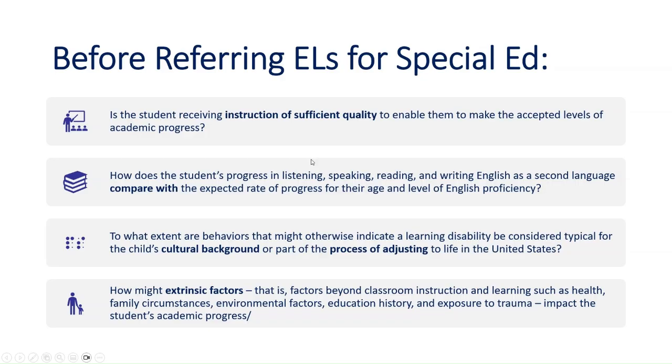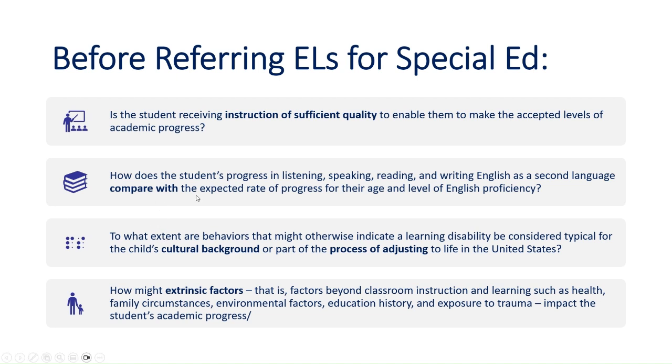Okay. Now, these are some of the questions that teachers need to consider before referring English learners for special education. Okay, so first, is the student receiving instruction of sufficient quality to enable them to make the accepted levels of academic progress? So it's asking, have you used differentiated instruction and presented the content in a variety of ways, like using visuals to support the students' learning?